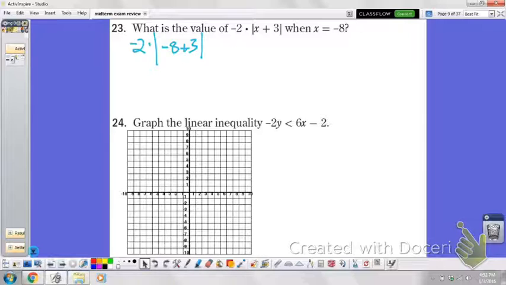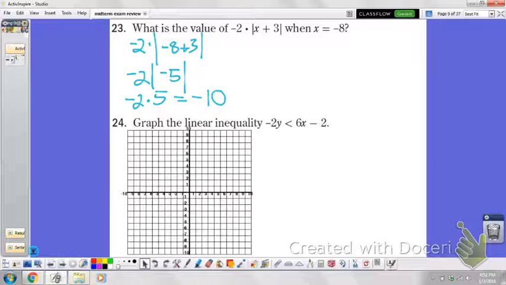Well, order of operations says we do our grouping symbols first. We do -2 times the absolute value of -8 plus 3. -8 plus 3 is -5. Absolute value of -5 is 5, so you have -2 times 5, which is -10.